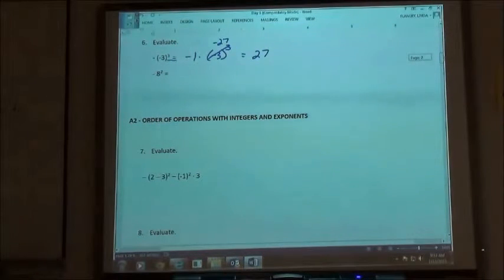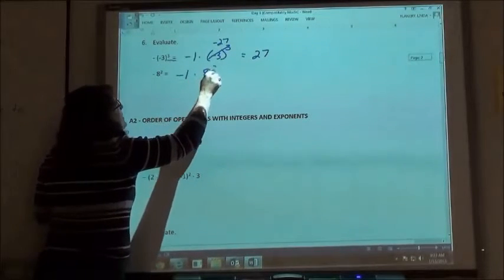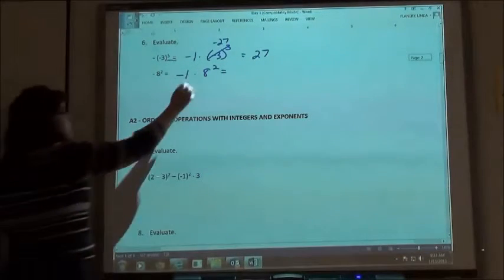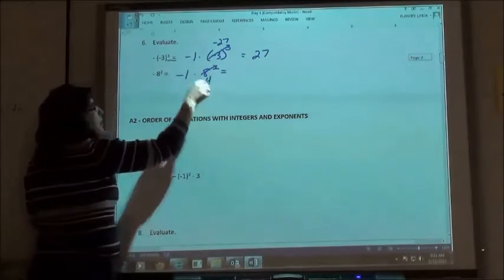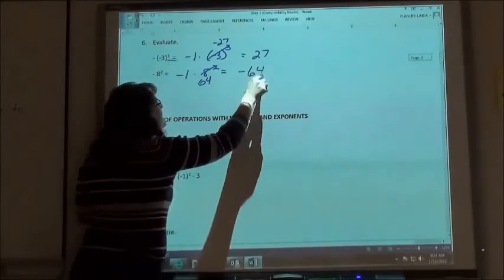The second one, we have negative times 8 squared, so -1 times 8 squared would give me an answer of -64. 8 squared is 64, and then when I take it times -1, I'm going to get -64.